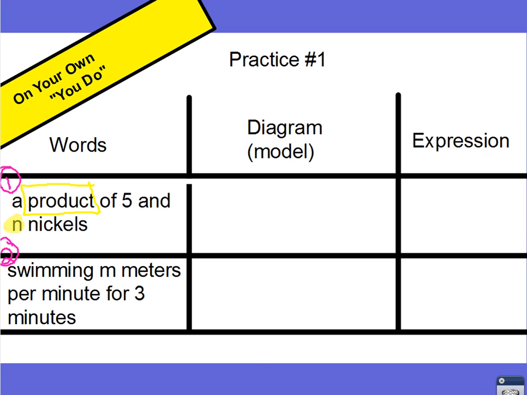Okay, and we need to remember what a product is. Okay, and to do this, I have a nickel, I have a nickel, I have a nickel, I have a nickel, I have a nickel. Okay, it's because I have 5 nickels, right? So now what you're going to do is figure out how would you write this? 5 and n for my nickels as a product. Write it. Okay, you could write 5n, that's the best way.